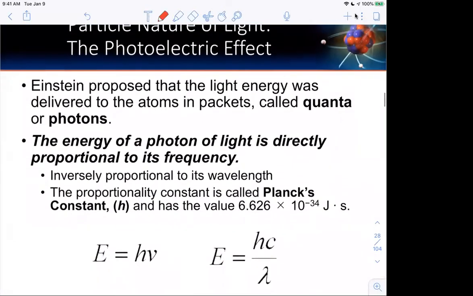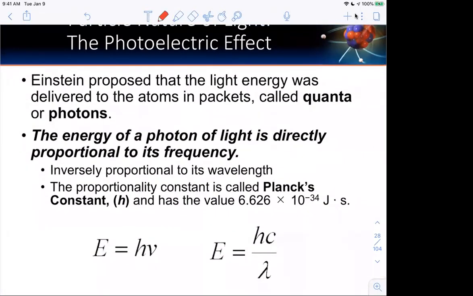So that goes against what classical physics actually predicted. There was no lag time. I could sit there all day and shine lower energy light and nothing happens. There is no lag time. They're not just sitting there accumulating energy. So Einstein was the one who proposed that light energy was delivered to atoms in packets, which are called quanta or photons.